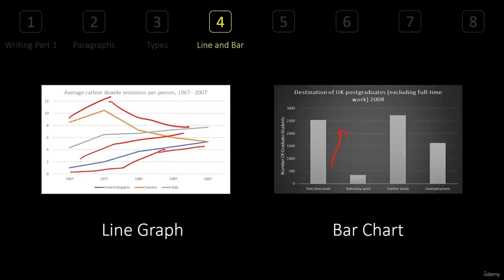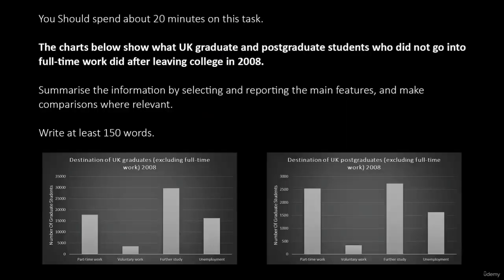What I mean by that, the part-time, voluntary work, further study and unemployment could be here, in this form, like this. It could be vertical or horizontal. But when we have a bar, it is called bar chart. Good. This is an example of a bar chart. You might have 2 in there. You have to explain both or compare both. So question will be like this.